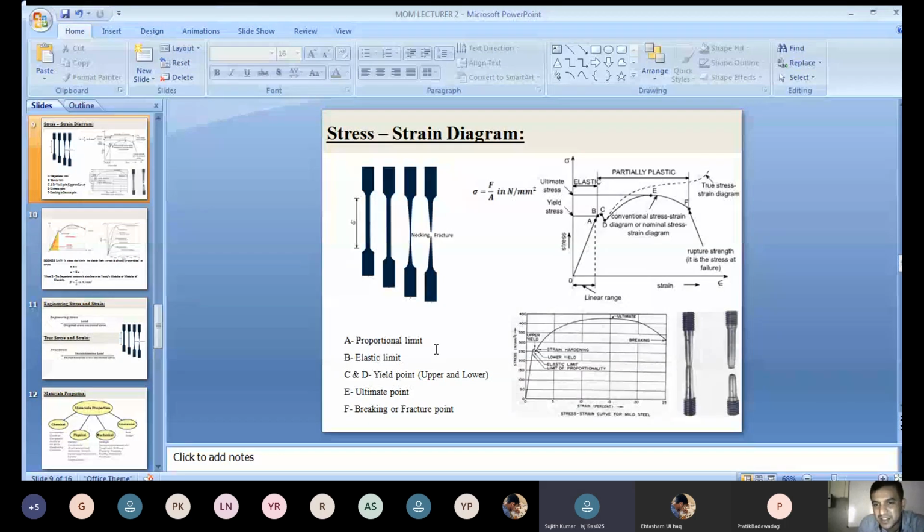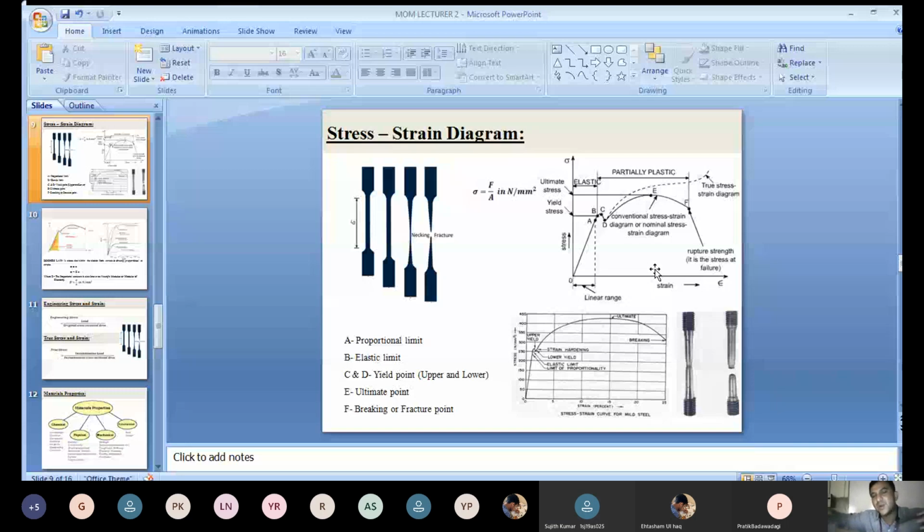Another doubt, sir. For a rubber, it doesn't have an elastic limit at all. Is there something like that, sir? No, it also has an elastic limit. You apply a load and leave it, and it comes back to its original shape and position. That means it is in the elastic region only.